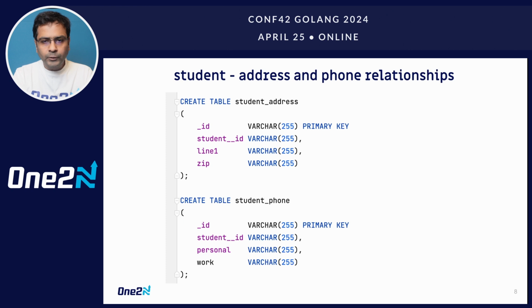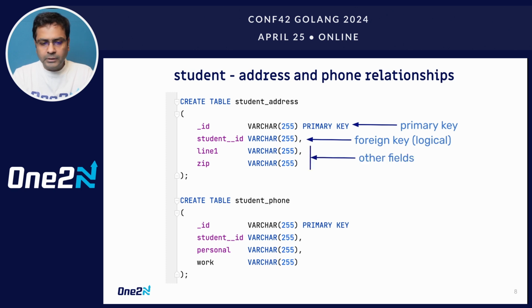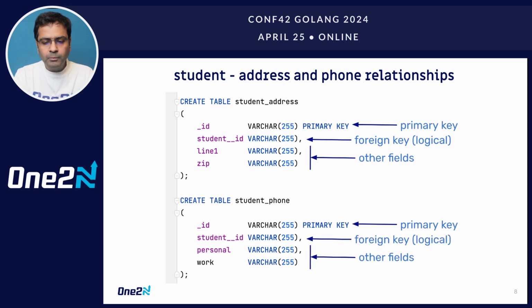So what we could do is create a relationship between student, address and student phone. We could create a student address table where we have the primary key and a foreign key of sorts, which is a logical foreign key from the parent student table. Then we have line items and other fields, like address line and zip. Similarly, for phone number, we can create a primary key and a foreign key, which is a logical foreign key based on the student ID, and other fields like personal and work from the previous Mongo document.